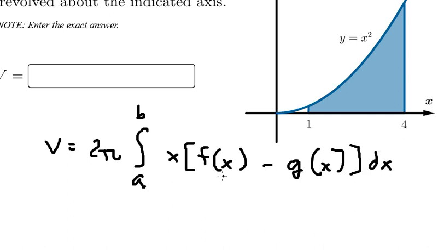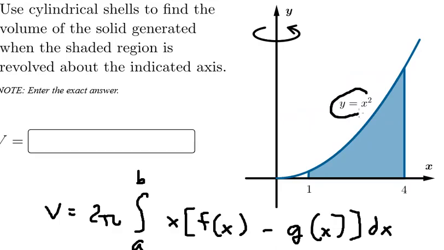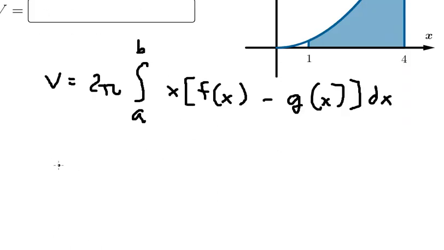So we know that f of s is s squared, and g of s is y equal to number 0 in here. And now we have a that is number 1, b that is number 4 in here.